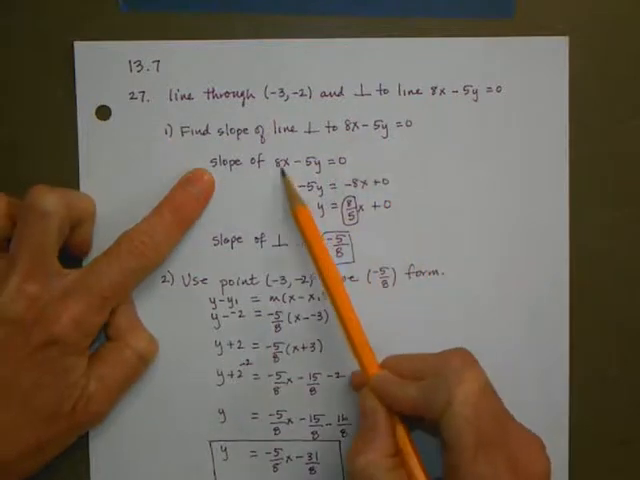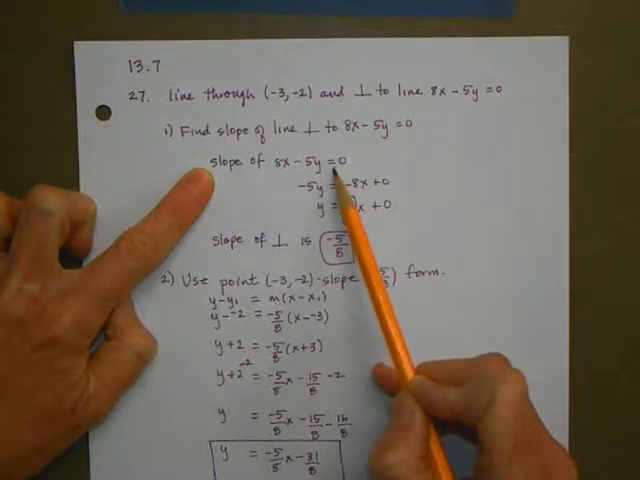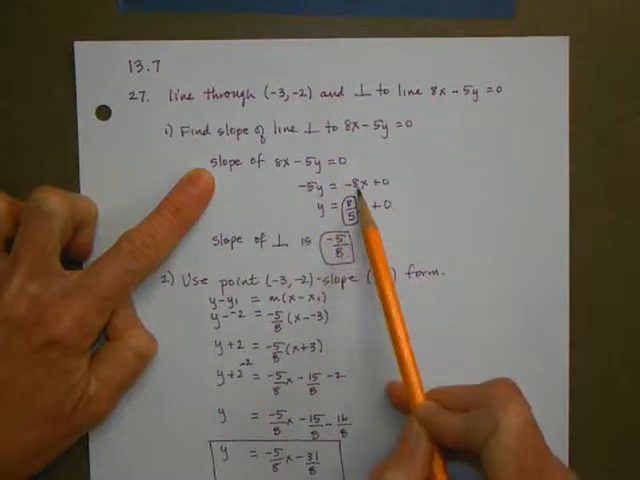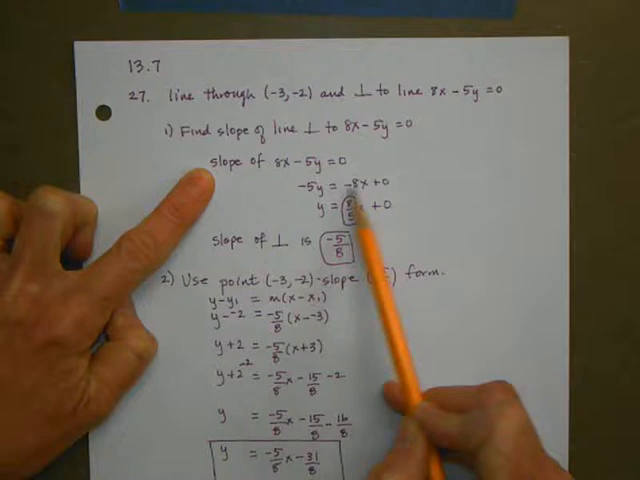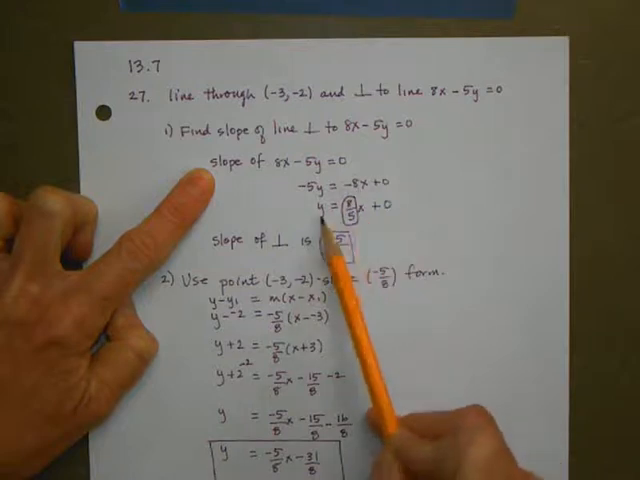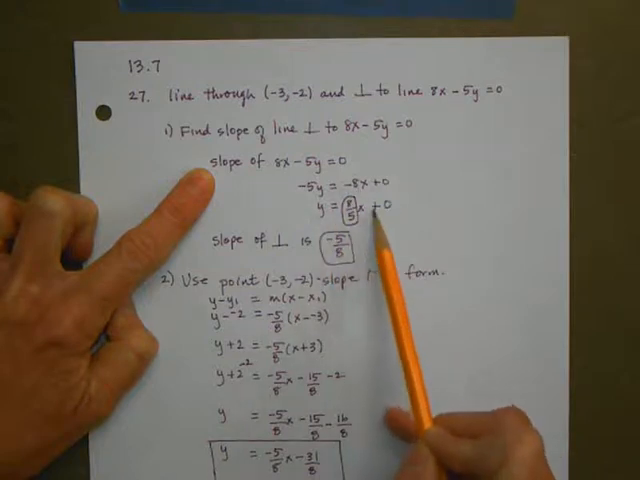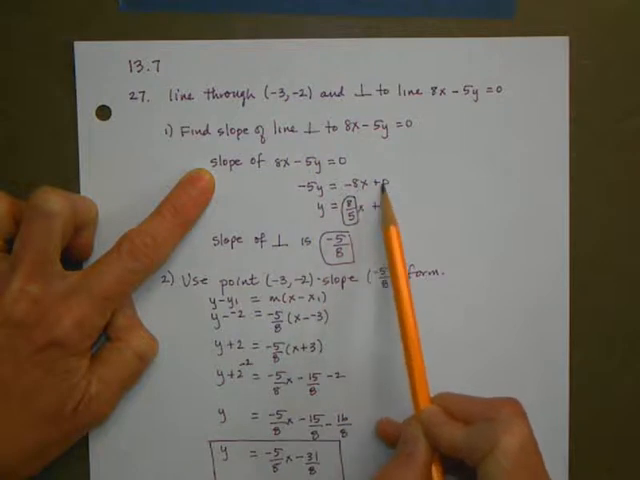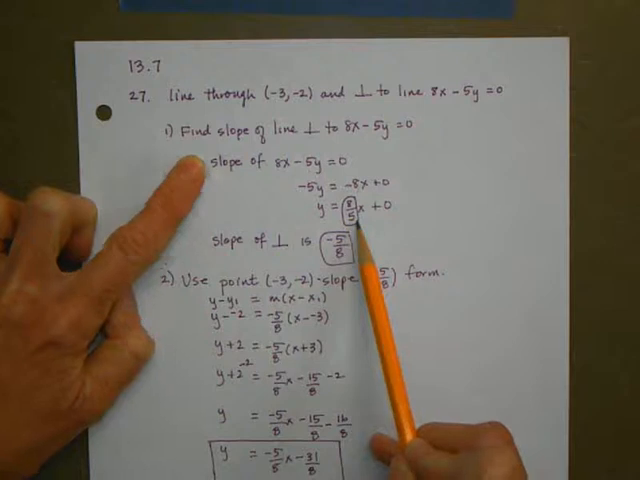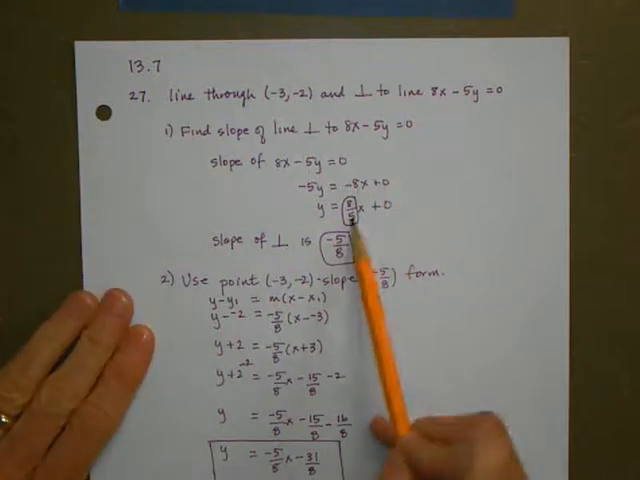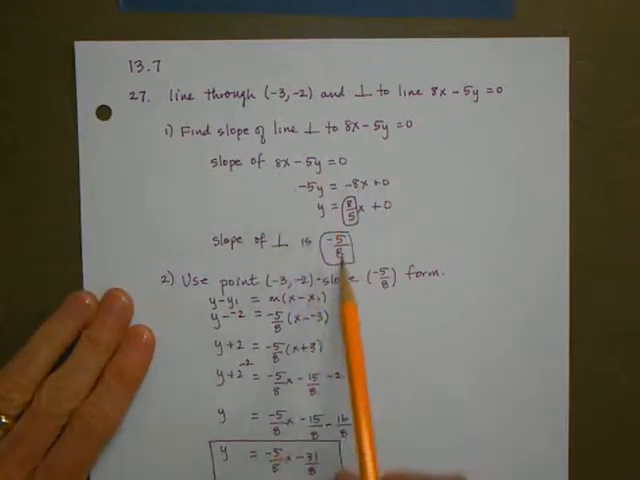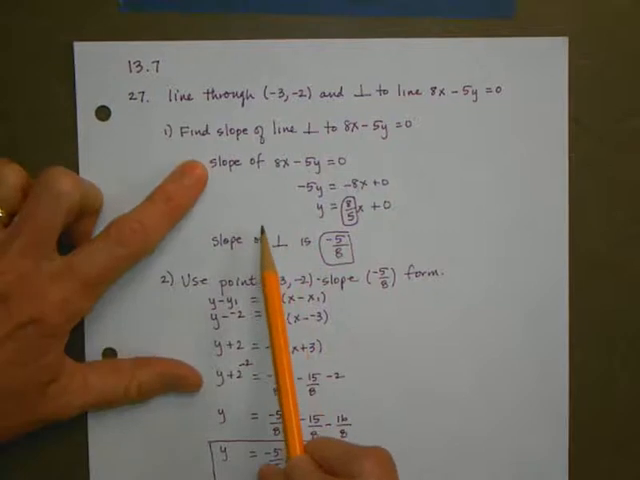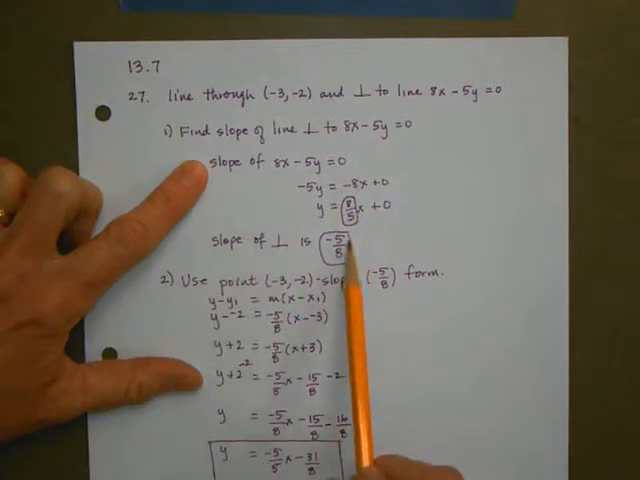So the slope of 8x minus 5y equals 0. That's a little tricky. I need to turn this into slope intercept form, and then I can read the slope off it pretty simply. So subtracting 8x from both sides, I get minus 5y equals negative 8x plus 0. So I get y is equal to 8/5 x plus 0. I divide both sides by negative 5. Every term here has to get divided by negative 5. Okay, so if the slope of this line here is 8/5, the slope of a line perpendicular to this guy is the negative reciprocal, so it's negative 5/8.